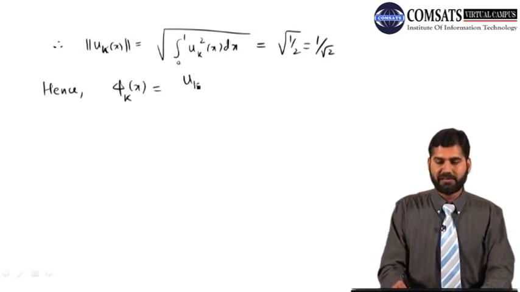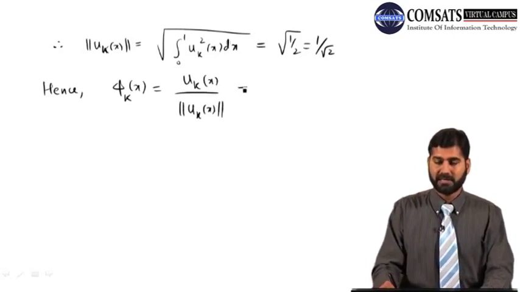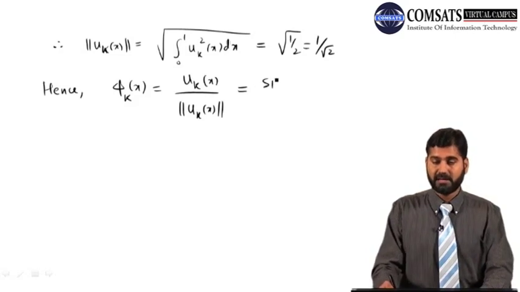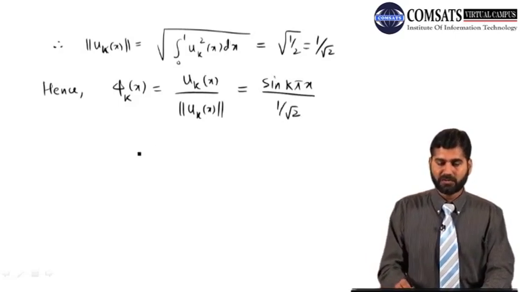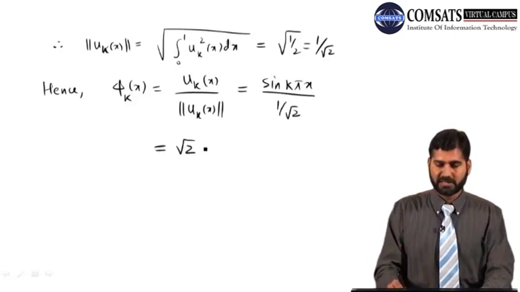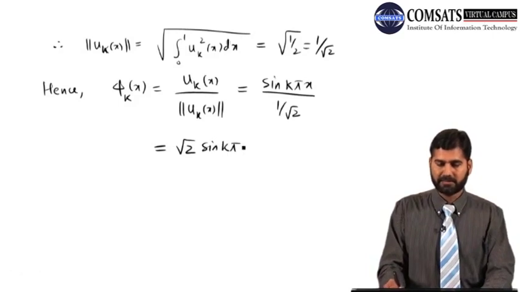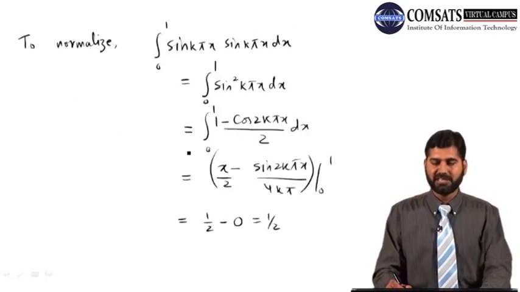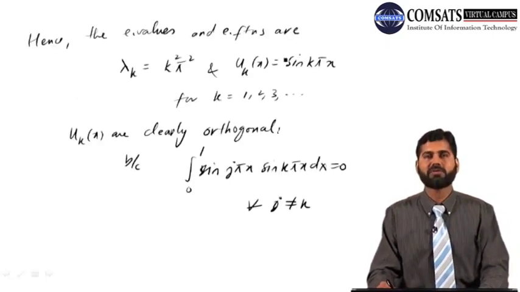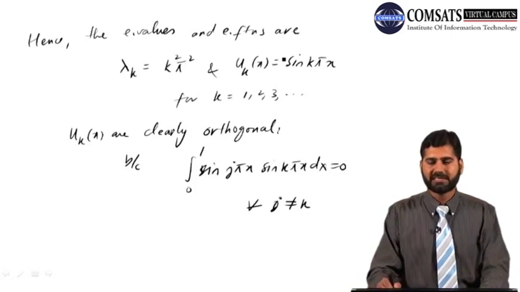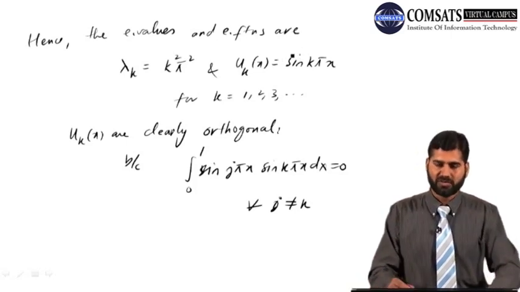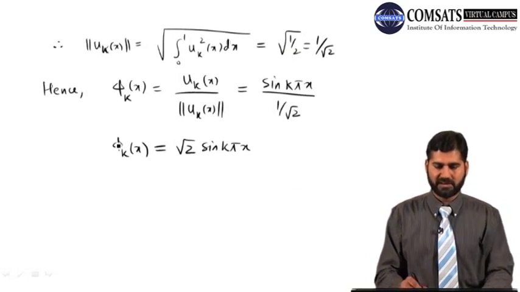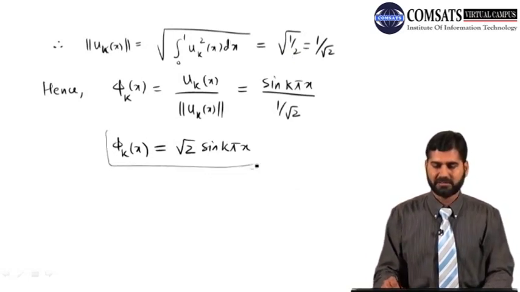So phi k is uk of x divided by the norm of uk of x. So that will make it sine k pi x divided by the norm, which is 1 over square root of 2. So phi k of x is square root of 2 sine k pi x. If you recall, we had c2 as well, but I didn't write c2. Those are arbitrary constants, so you don't need to worry about that. Just write the variable part. Just ignore c2. All right. So these are our normalized eigenfunctions.